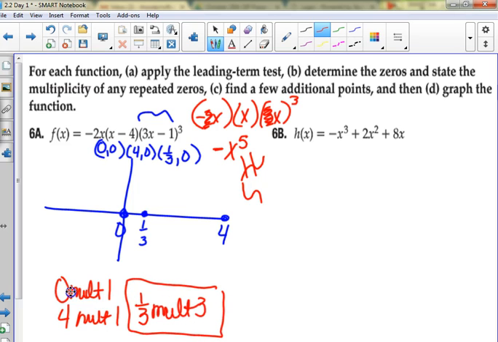The other two, you could have just written 0 and 4. But this one, you have to tell me is multiplicity 3 when it says state the multiplicity of any repeated zeros. Okay, if it starts from up here, what's it going to do at 0? Cross. Why?